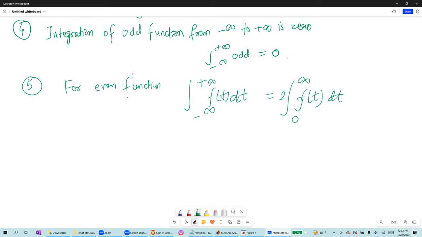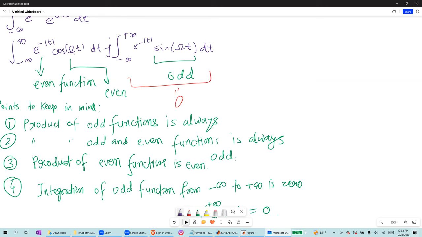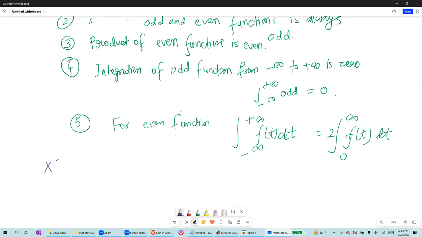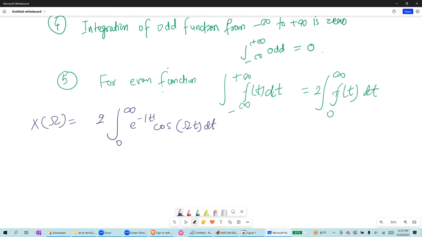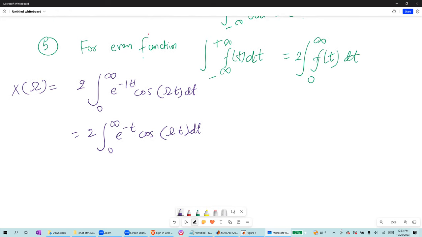And for an even function, if f of t is even, let's write again. Now we have the integral from 0 to infinity, and in that case, from 0 to infinity, we can remove the mod of t in e to the power minus mod of t, and it is just cos. Now we can put back the exponentials here. It is clear why we reduced it to the cosine component.